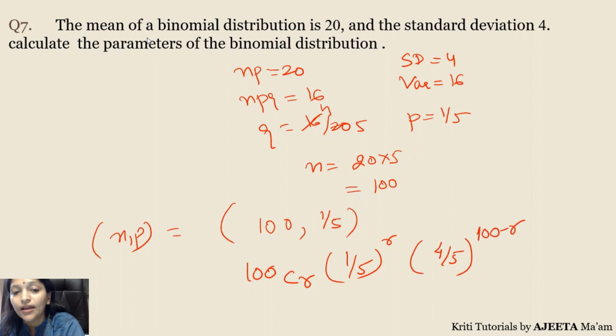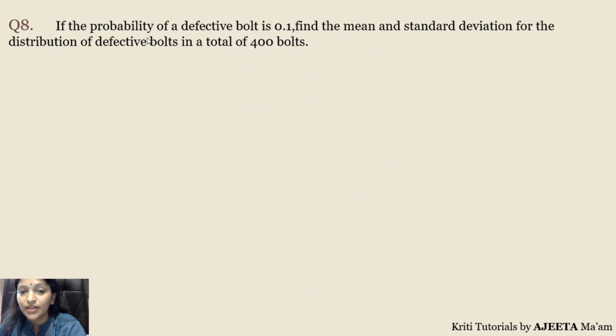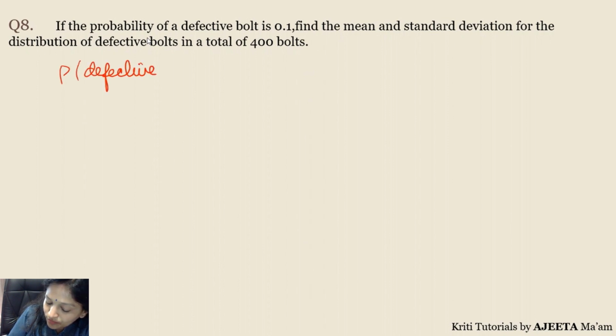Otherwise, the parameters are N and P. Now let's move on to the next. If the probability of a defective bolt is 0.1, find the mean and standard deviation for the distribution of defective bolts in a total of 400 bolts. So the probability of a defective bolt is 1 by 10.